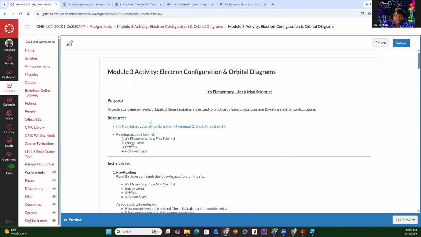But first, I want to go through the purpose and the instructions. So to understand energy levels, orbitals, different notation styles, and to practice building orbital diagrams and writing electron configurations. All right. So it's elementary for a mad scientist, elemental orbital simulations. So the reading sections online, it's elementary for a mad scientist, energy levels, orbitals, and notation styles.